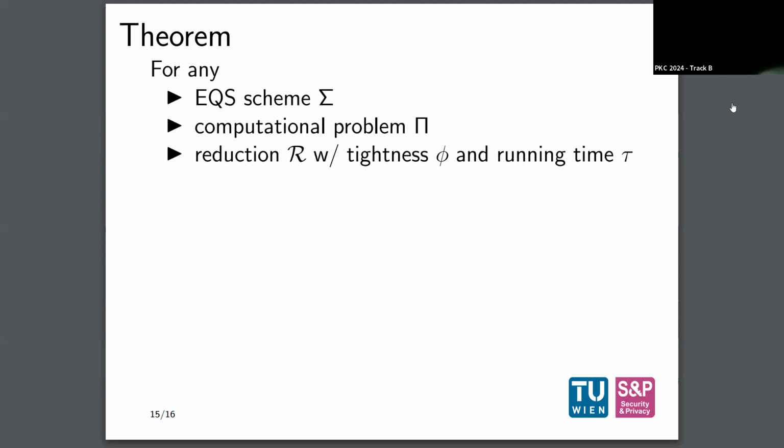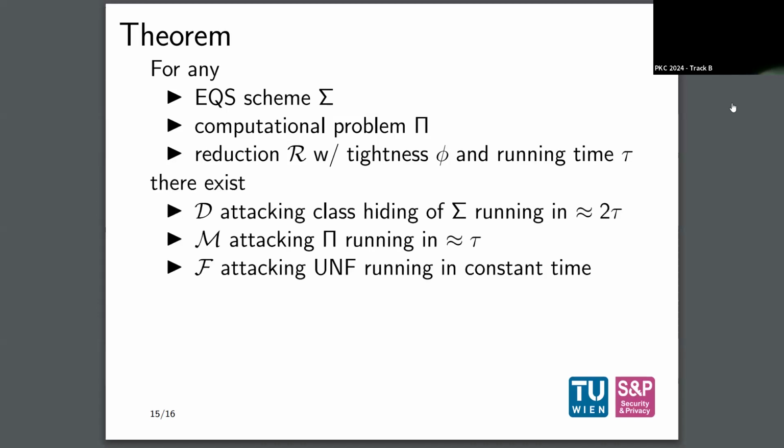This was quite a technical proof, but the theorem we arrived at is that for any EQS scheme sigma, any computational problem, and any reduction that has tightness phi and running time tau, we constructed a meta reduction D, as we've seen before, that attacks the class hiding of sigma and runs in time about 2 tau. A meta reduction M, as we've seen, that attacks pi and runs in time tau. And a dummy adversary F that runs in constant time. That adversary SF represents an adversary that just abandons. So it represents the case where S and E intersect and the reduction R can just win by itself.